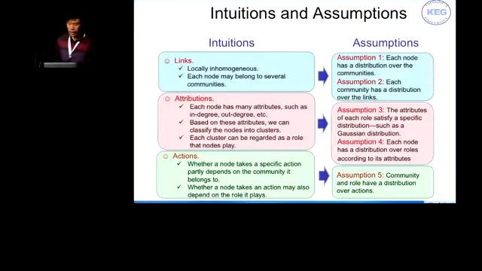And finally, the actions. Whether a node takes a specific action depends on both the community it belongs to and its social role. Based on this intuition, the authors made the assumption that the community that the node belongs to and the role of the node each have a distribution over actions.